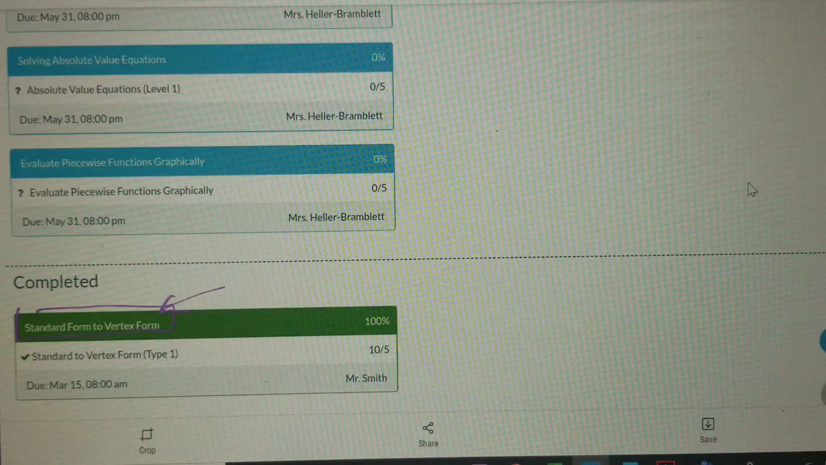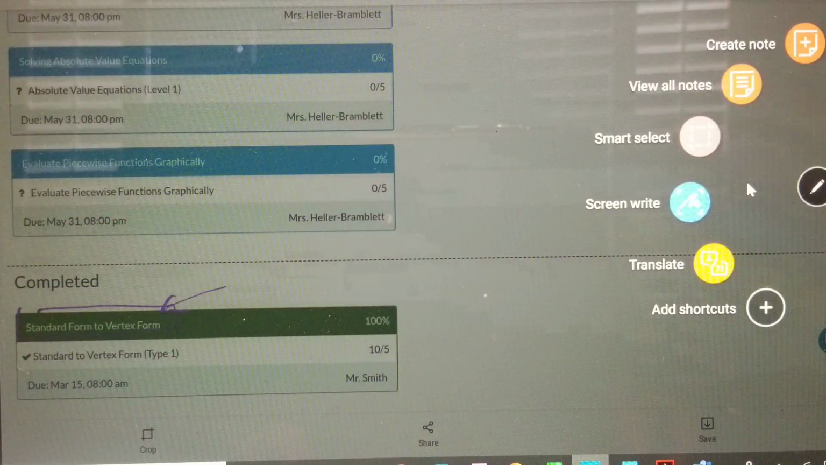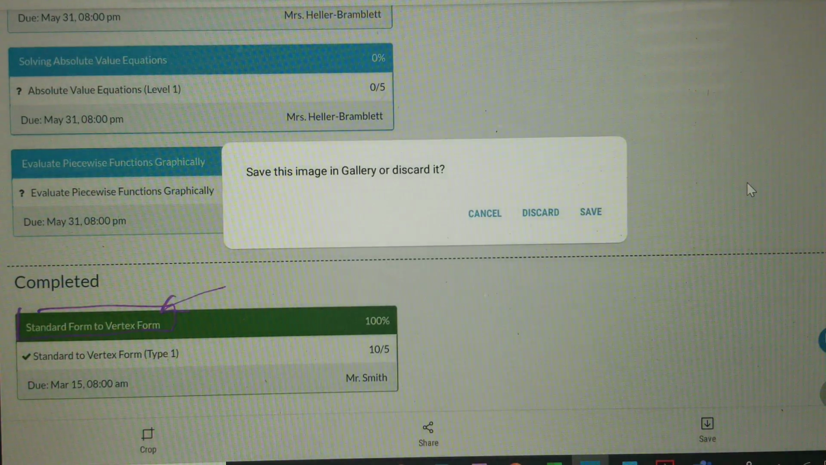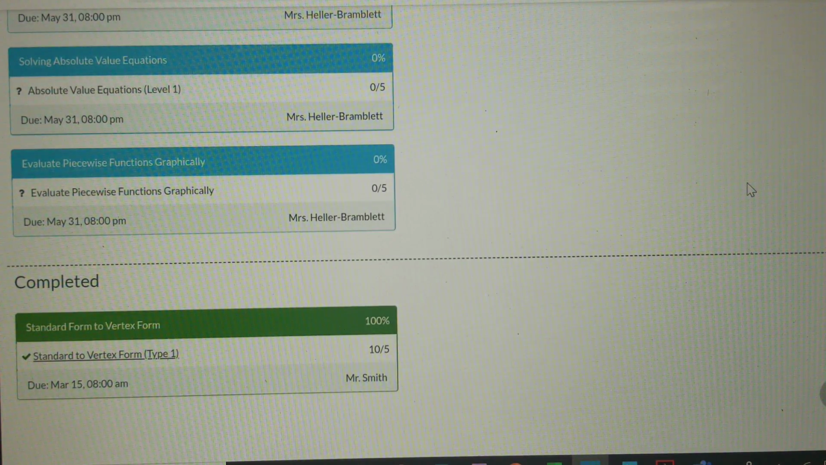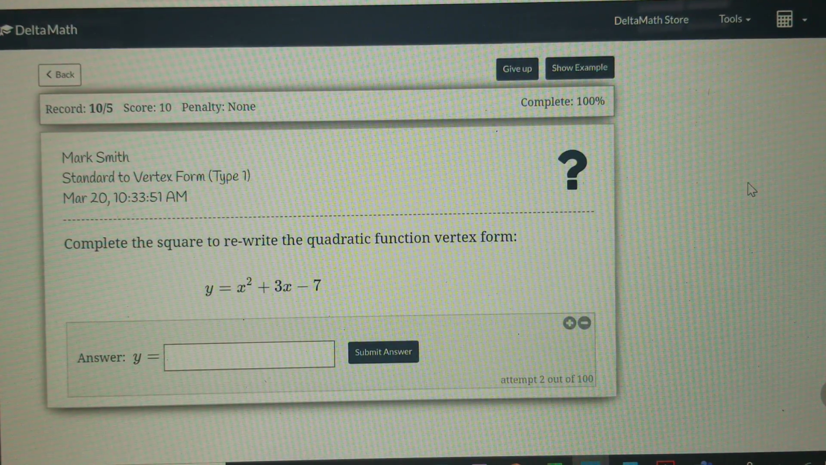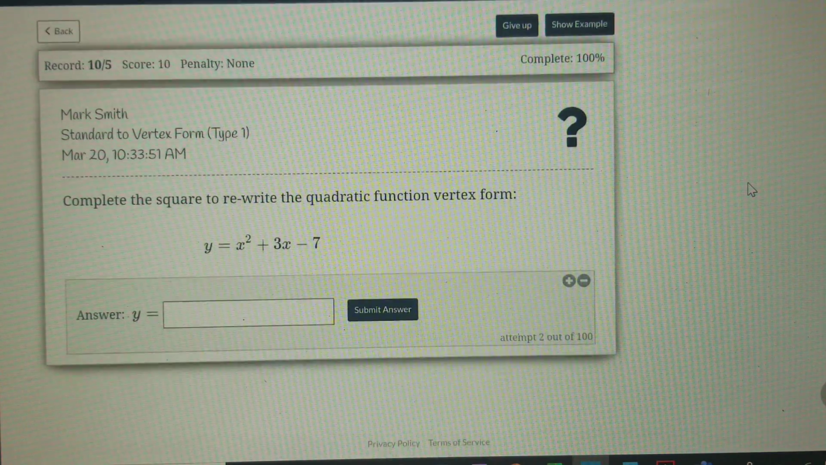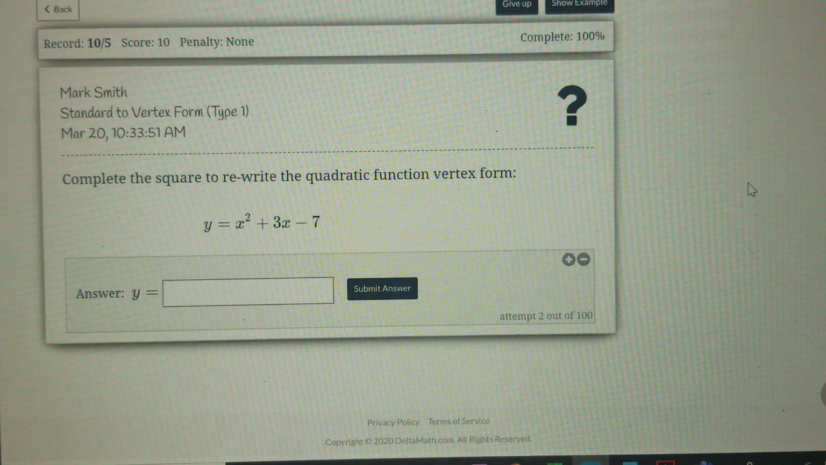So this is the assignment that we're going to focus on. I'm going to click on standard form to vertex form. This assignment asks us to change from standard form to vertex form. Well, what's vertex form?